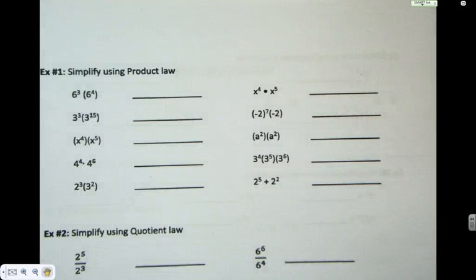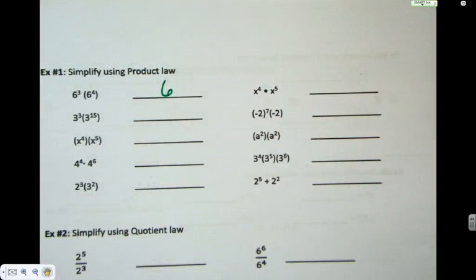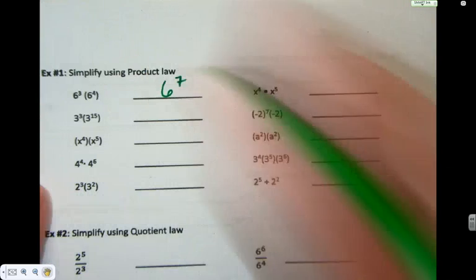Here's a whole bunch of product law examples. Product law says when you are multiplying bases, you add the exponents. So 6 cubed times 6 to the 4. I keep the 6. I add those exponents, gives me 6 to the 7.